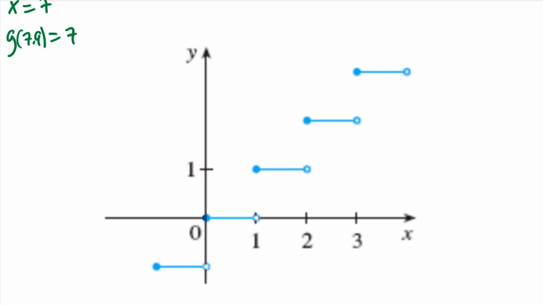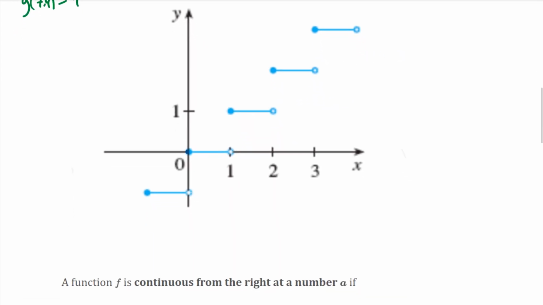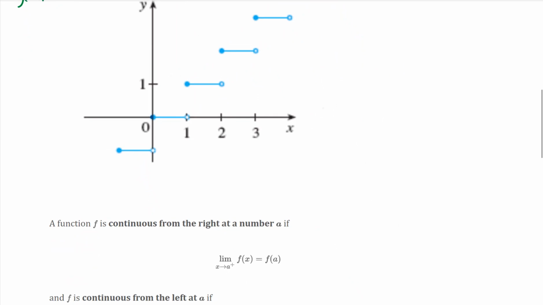Cool. But if you notice, on the left-hand side of each one of those little steps, it's closed, saying that we actually obtain a value there. But on the right-hand side of all of those steps, we have an open hole saying that it is not the functional value there.